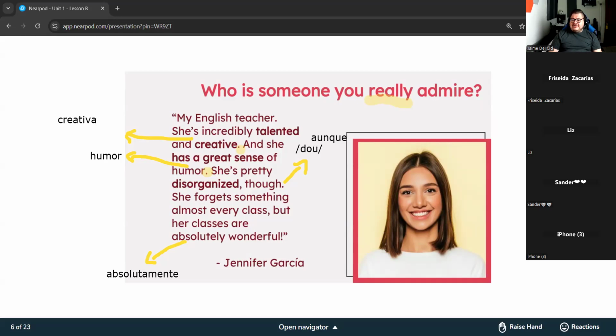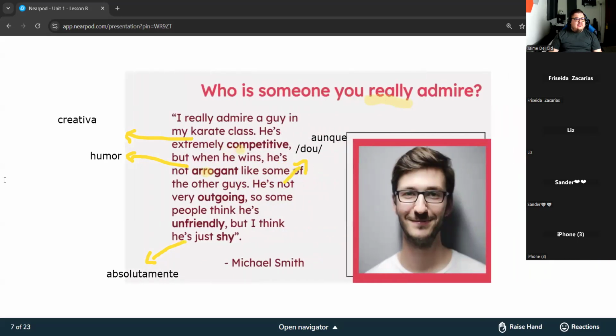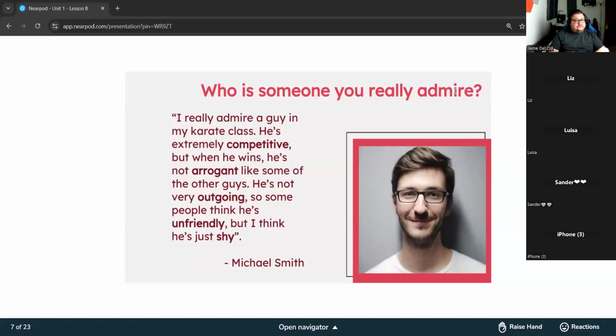Let's go and take a second look. This is going to be Luisa. Luisa, can you help me with number 2? This is Michael Smith, please. Same question. Who's someone who you really admire? Okay, I really admire a guy in my karate class. He's extremely competitive, but when he wins, he's not arrogant like some of the other guys. He's not very outgoing, so some people think he's unfriendly, but I think he's just shy. Perfect. Thank you very much.